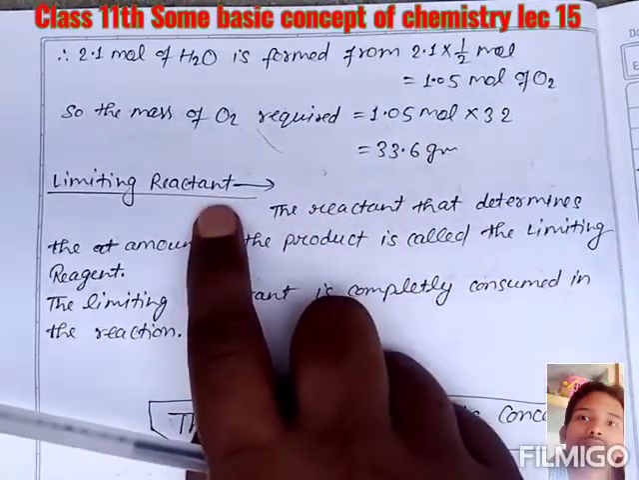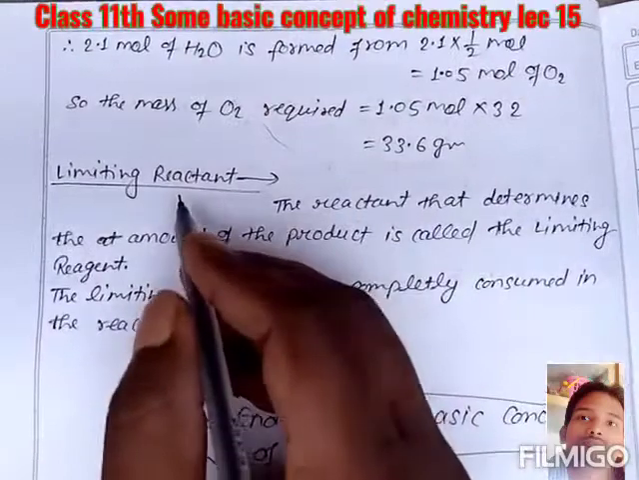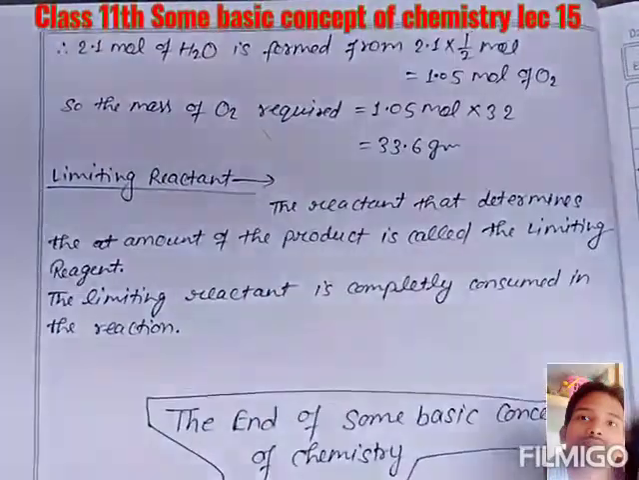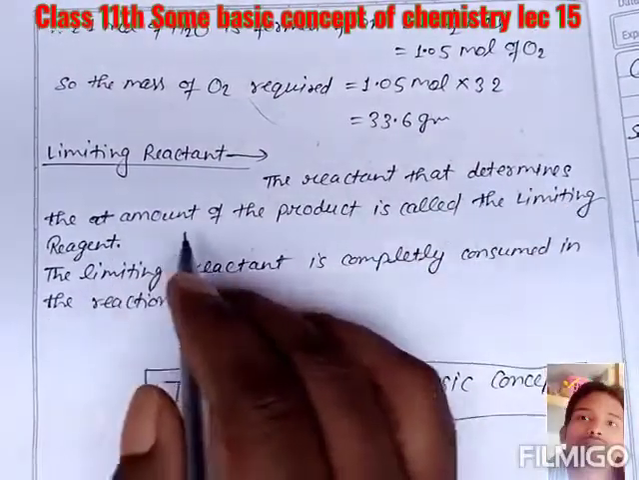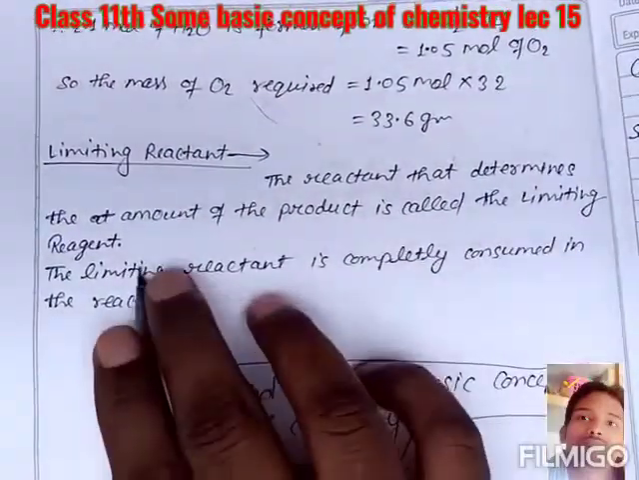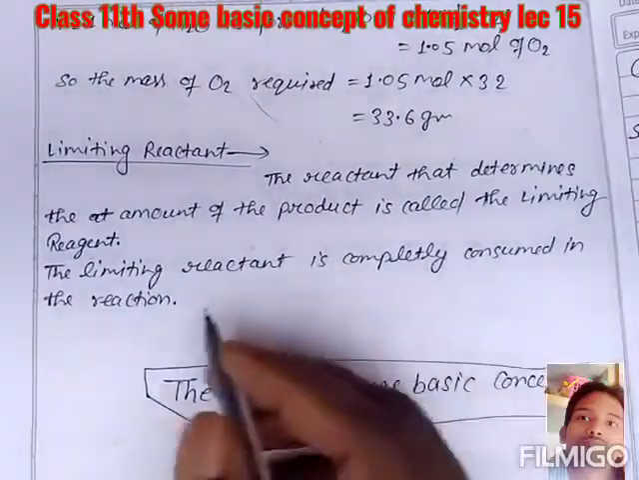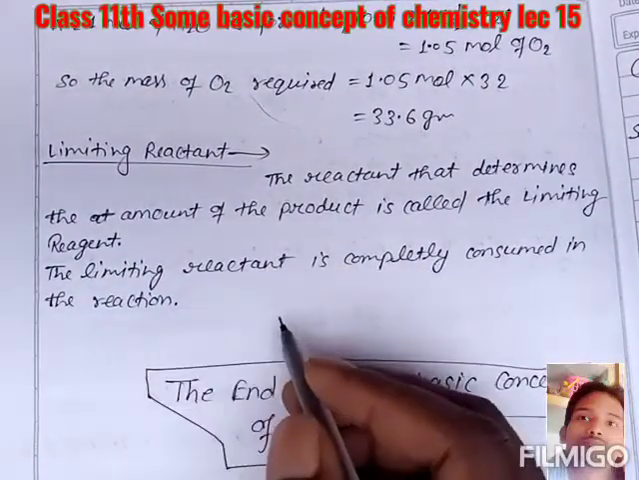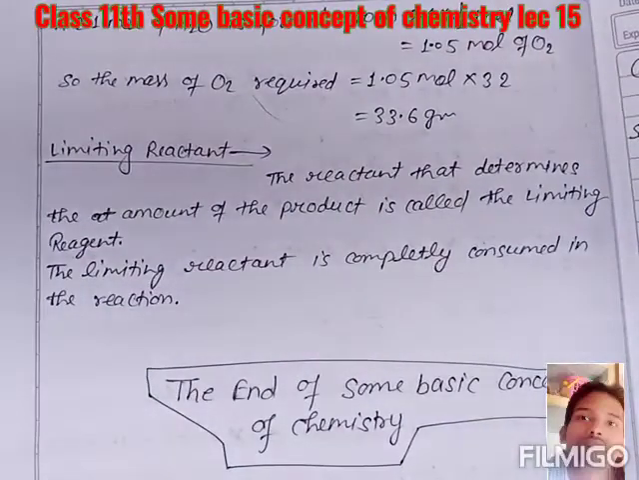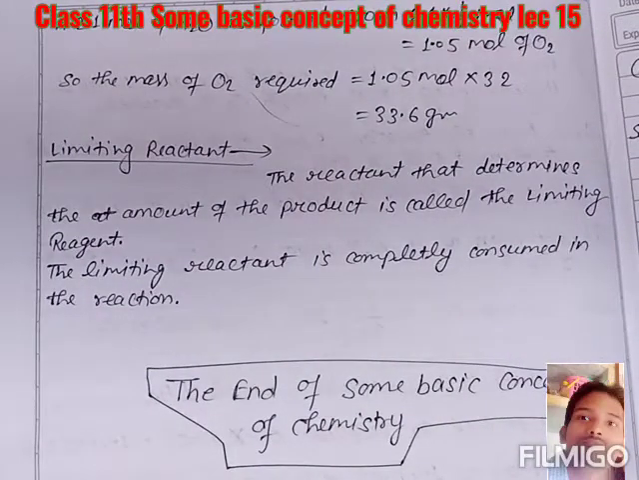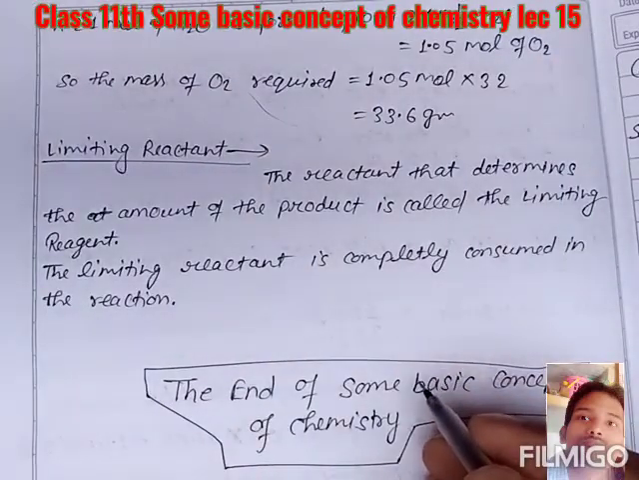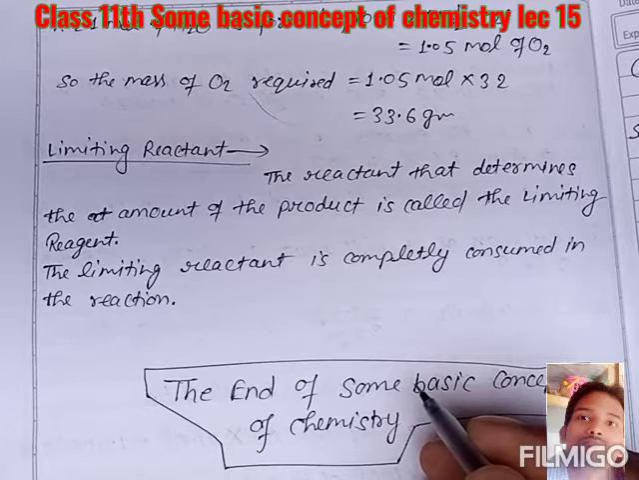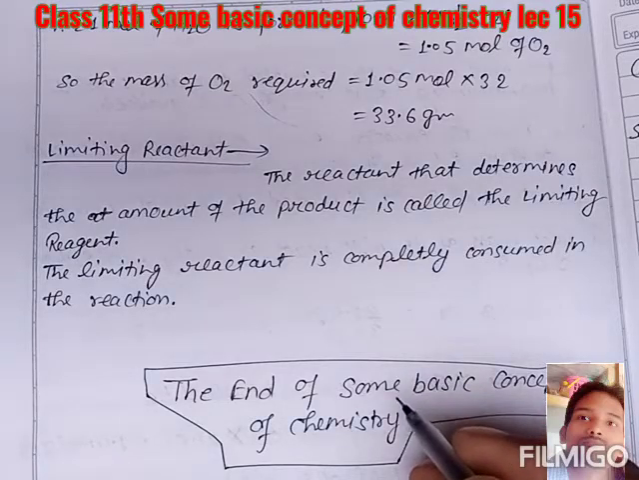Okay. Now the last topic is the limiting reagent. Very important: the reactant that determines the amount of the product is called the limiting reagent. The limiting reactant is completely consumed in the reaction. Means in a given chemical reaction, the reactant having the minimum amount will decide the product, and it is called the limiting reagent or limiting reactant.